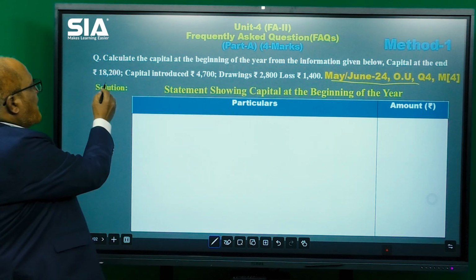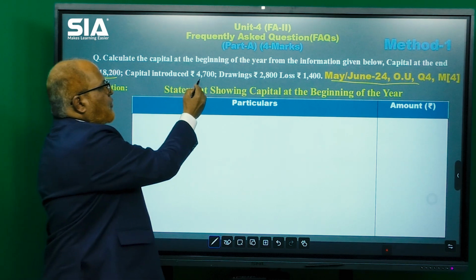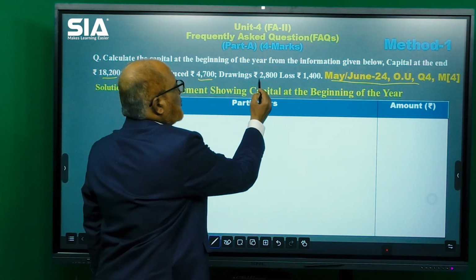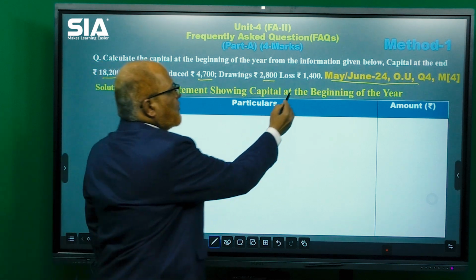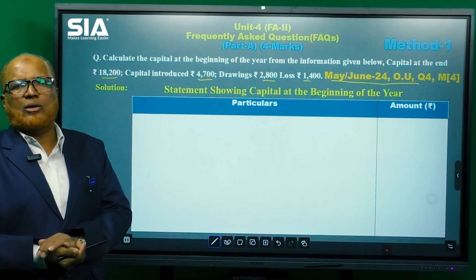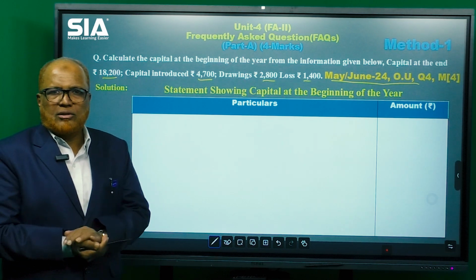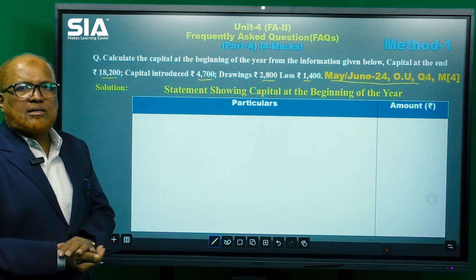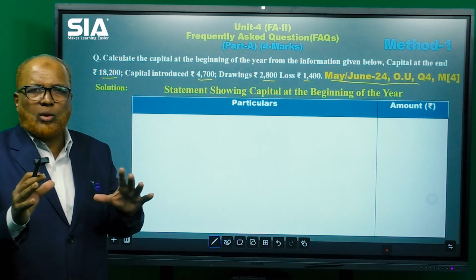Capital at the end of the year, 18,200. Then capital introduced during the year, 4,700. Drawings made by the owner during the year, 2,800. And loss incurred during the year is 1,400. From this information, you have to find out what is the capital at the beginning of the year. How to find out? Two methods are there, method 1 and method 2. In the first method, in a statement form we can find out, and second method is an equation form.